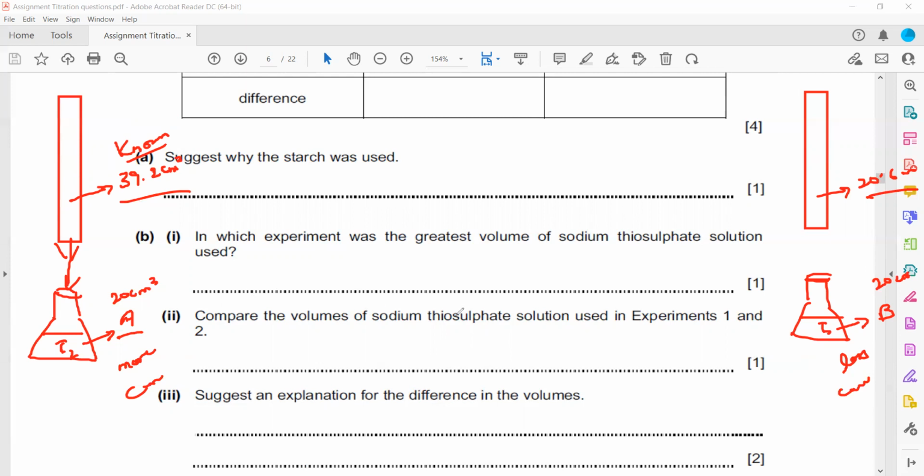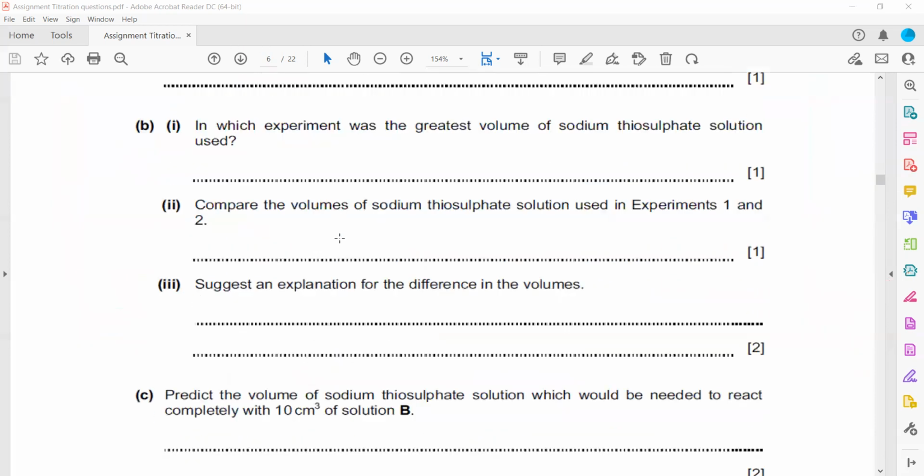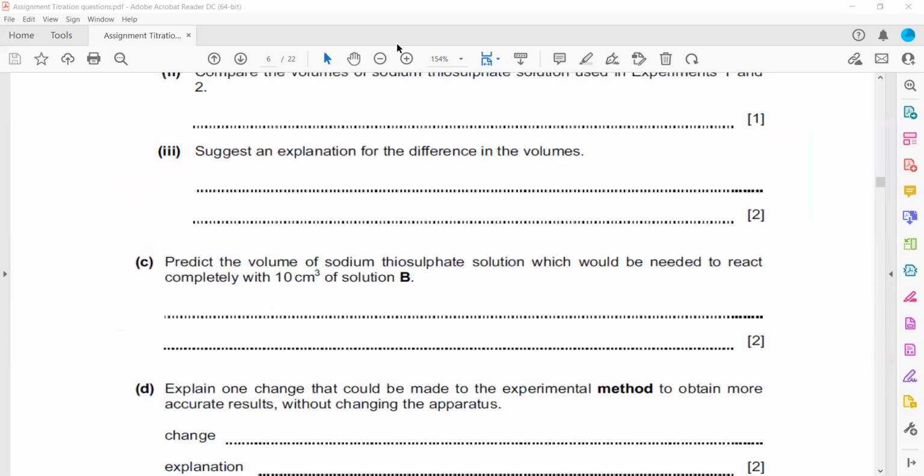So compare the volume of thiosulfate for the 2 solutions. The volume used in experiment 1 is approximately twice that of experiment 2. Normally it is twice. And which experiment suggests a difference? What is the reason for that? It means solutions A and B have different concentrations, and A is more concentrated than B.